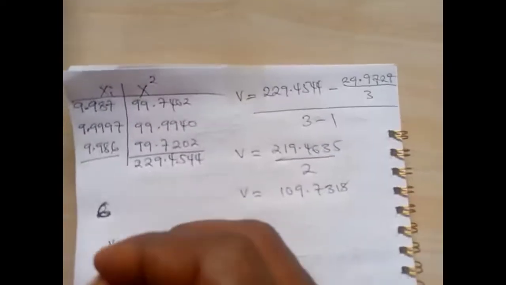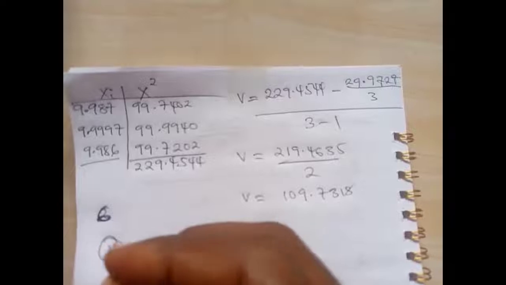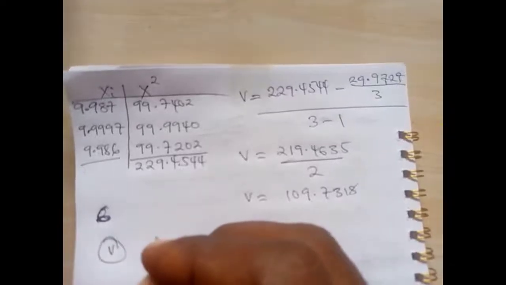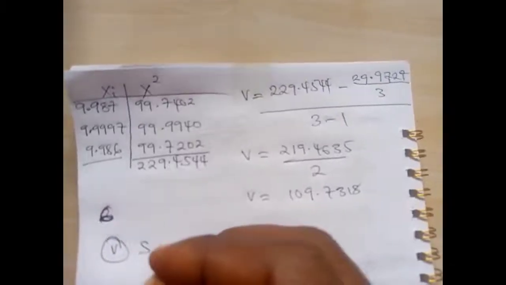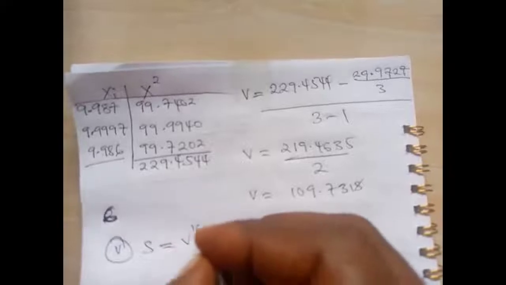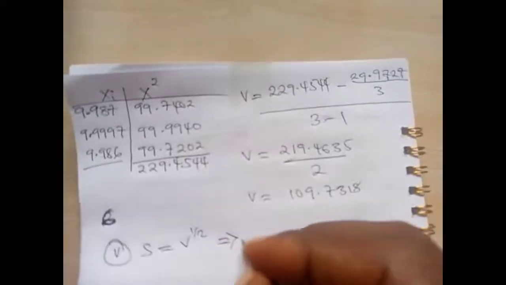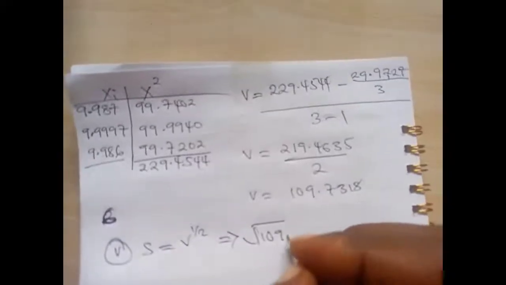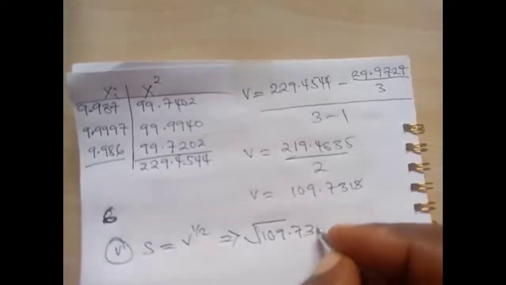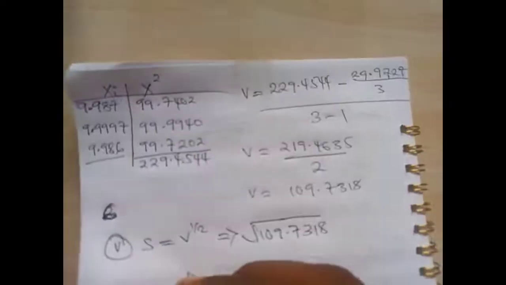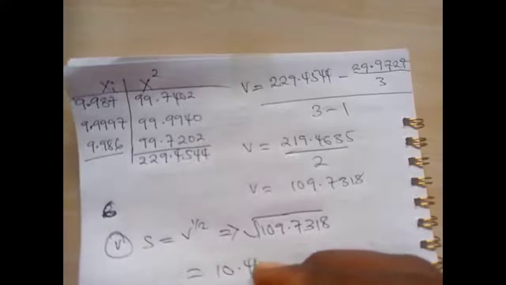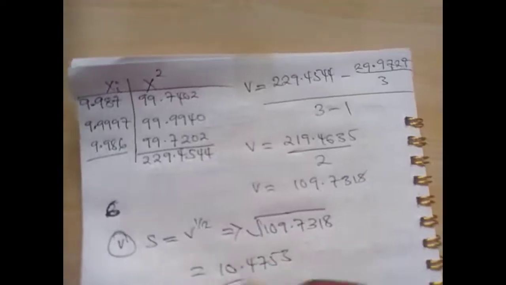The last one is the standard deviation. For us to get the standard deviation, it is given as the square root of variance, which is the square root of 109.7318, which will give you 10.4753.